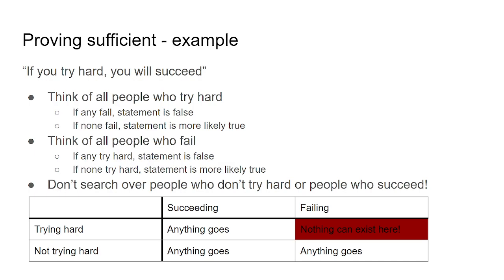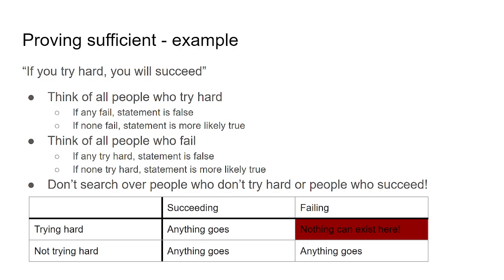So to go back to the real world example, if you try hard, you will succeed is our sufficient statement. Trying hard is sufficient for success. So you can think of all the people who try hard, and if any of them failed, it wasn't sufficient. So you know it's false. Or you can think of all the people who failed, and if any of them tried hard, then again, trying hard wasn't sufficient, and your sufficient statement is false. But if none of that happens, then it's more likely to be true.